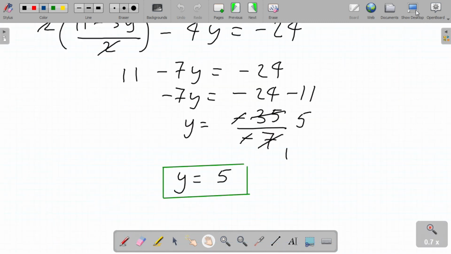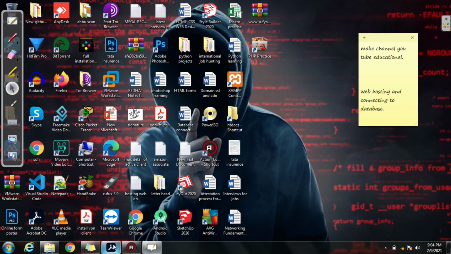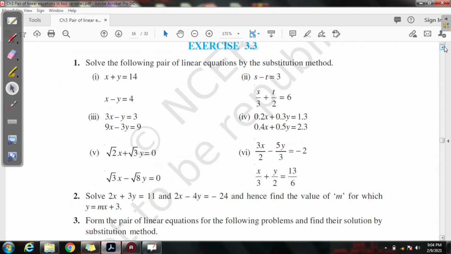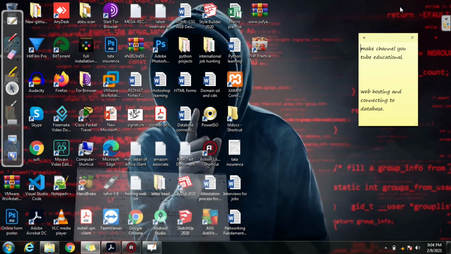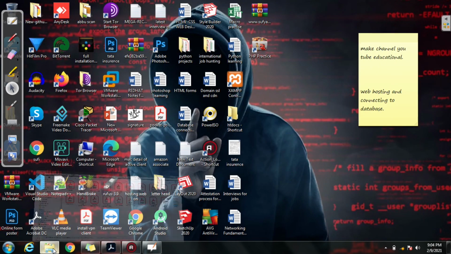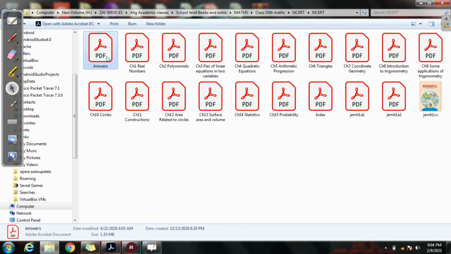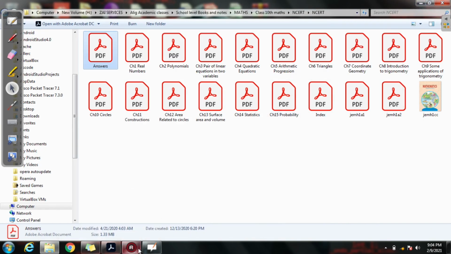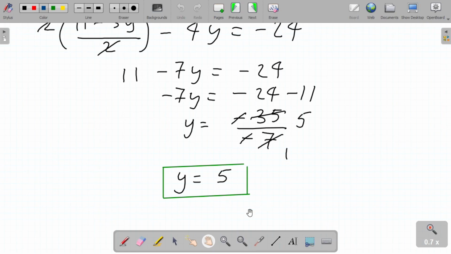So let's check the answer in NCERT. I'm going to NCERT. This is exercise 3.3 question number 2. Let's check the answer. So x is equal to minus 2, y equals 5, so m equals minus 1. I just didn't find the value of m yet, so let me find the value of m.